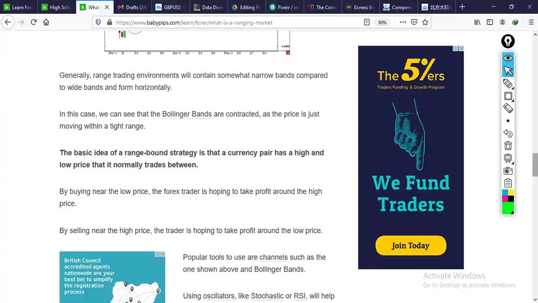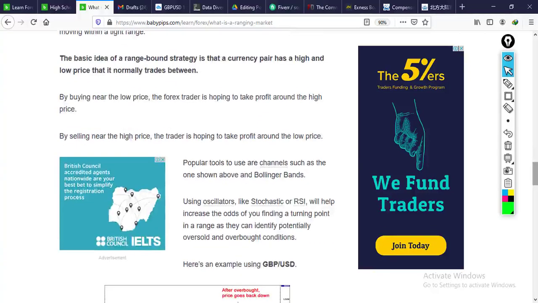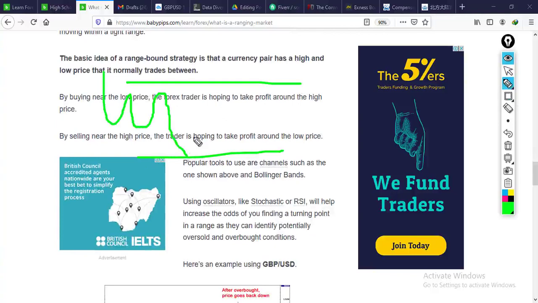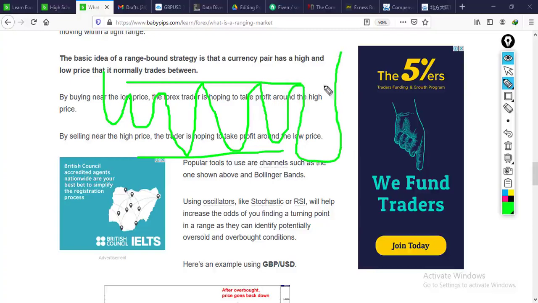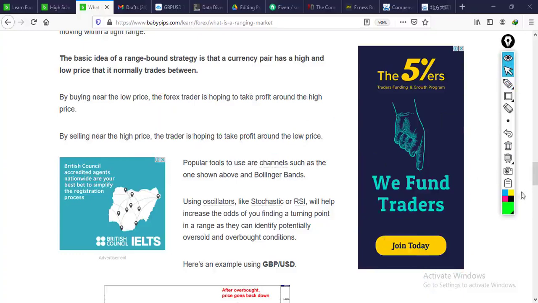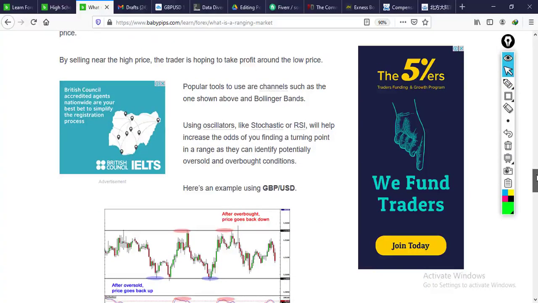The basic idea of a range bound strategy is that a currency pair has a high and low price that it normally trades between, okay? So let's say this is a high price and this is a low price. What happens is that the currency comes like this, up down, up down, no direction, until finally it breaks off to the upside, or it breaks to the downside and comes down continually like that. So that's the idea behind the ADX.